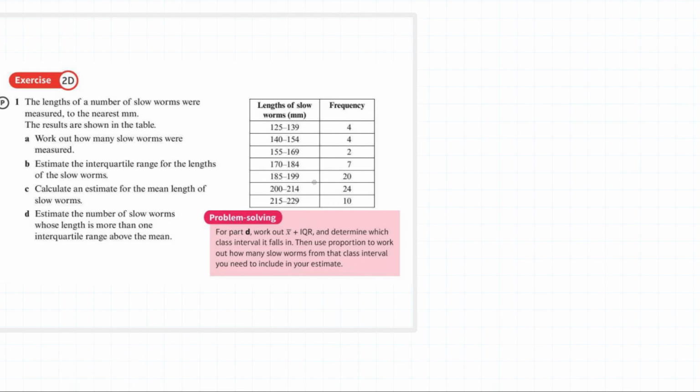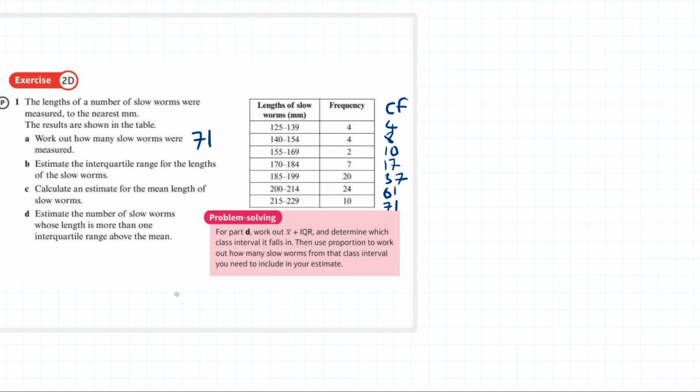All we need to do is find the cumulative frequency of our table. We know the frequency for each class, so we just add them up. You could draw a column here, cumulative frequency, and it's going to be 4, 4 plus 4 is 8, 8 plus 2 is 10, then 10 plus 7 is 17, 17 plus 20 is 37, 37 plus 24 is 61, 61 plus 10 is 71. And so your answer here is 71.